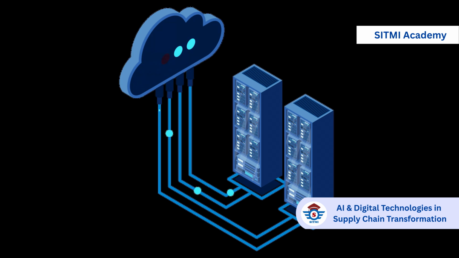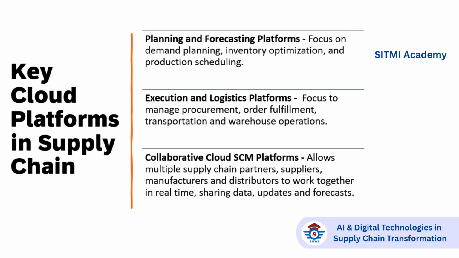There are different types of Cloud SCM platforms. Our first type is planning and forecasting platforms, which focus on demand planning, inventory optimization, and production scheduling. Our next type is execution and logistics platforms, which manage procurement, order fulfillment, transportation, and warehouse operations.